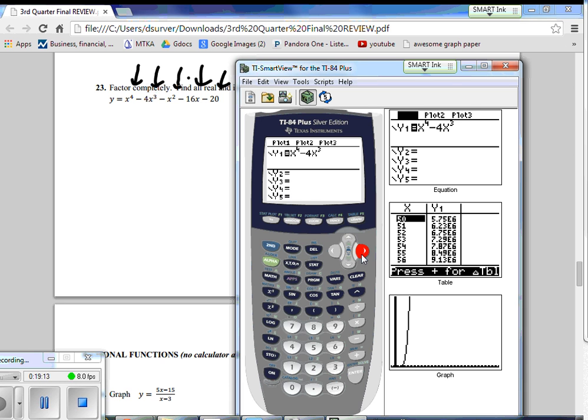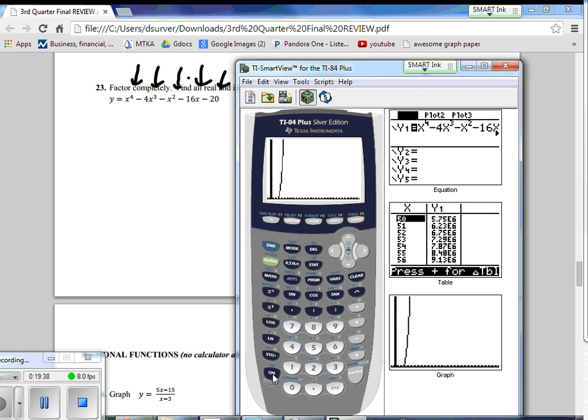Arrow to get out of the exponent there. Minus x squared, minus 16x, minus 20. Finally done. Now I hit graph, and I hope that it touches the x-axis a couple times.